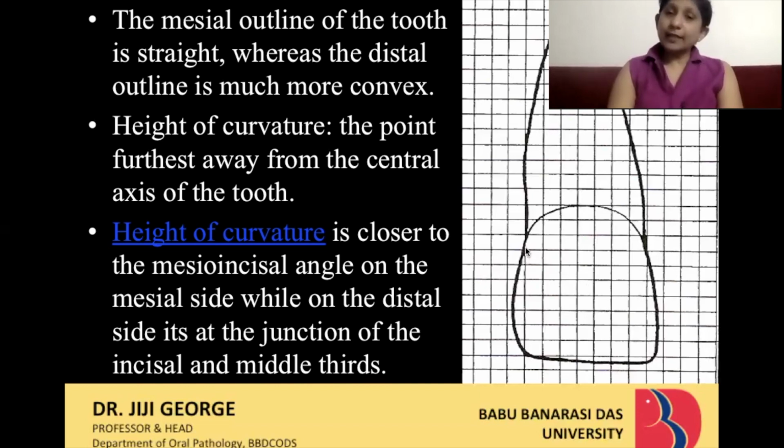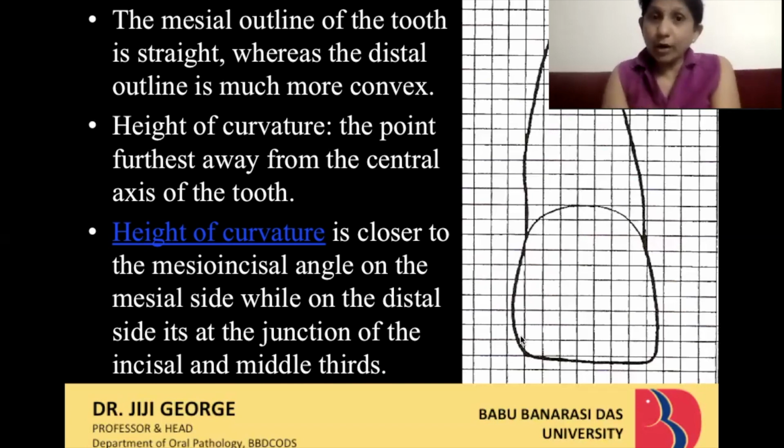So on a maxillary central incisor, there's a distal outline which is more rounded. So there's always a comparison. When I say more rounded or more sharp, I would always compare it to something. So when I say that the distal outline is more rounded, I would compare it to the mesial outline. So compared to the mesial outline, the distal outline is more rounded, and the disto-incisal angle is rounded when compared to the mesio-incisal angle, which is sharp.